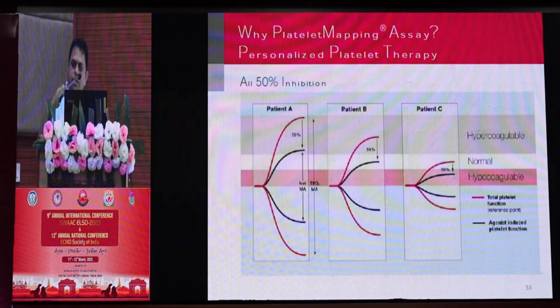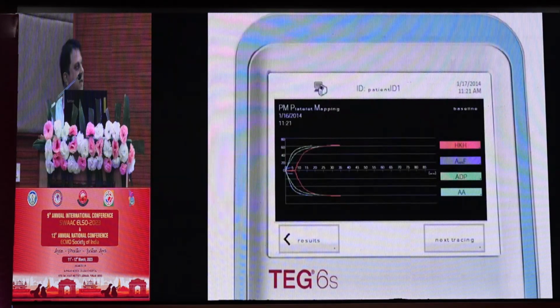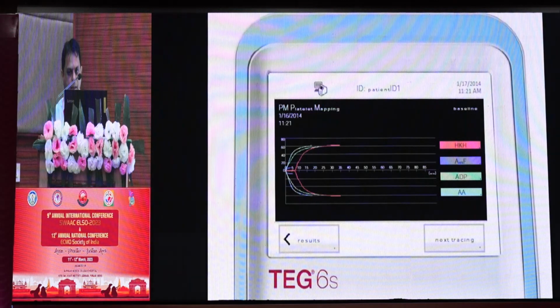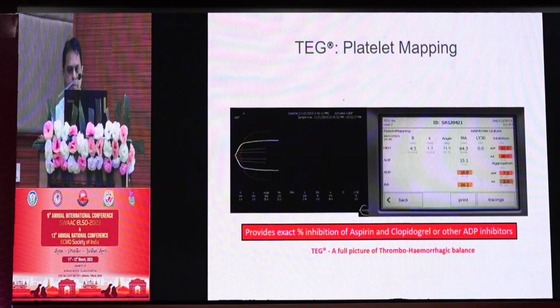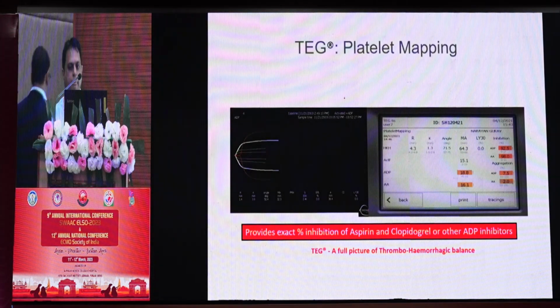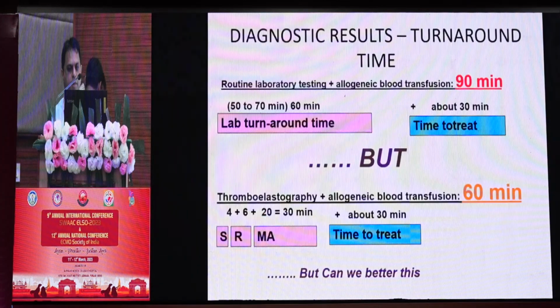So this is the concept of doing a platelet mapping, and this is how a platelet mapping is done. You get a sample with kaolin heparinase, and if the patient is highly heparinized, you get this activated fibrinogen thing. If the patient is on ADP receptor inhibitors, like clopidogrel, you need to look at that, and this tells you about the inhibition of aspirin. They basically provide an exact percentage of inhibition of ADP inhibitors and aspirin.